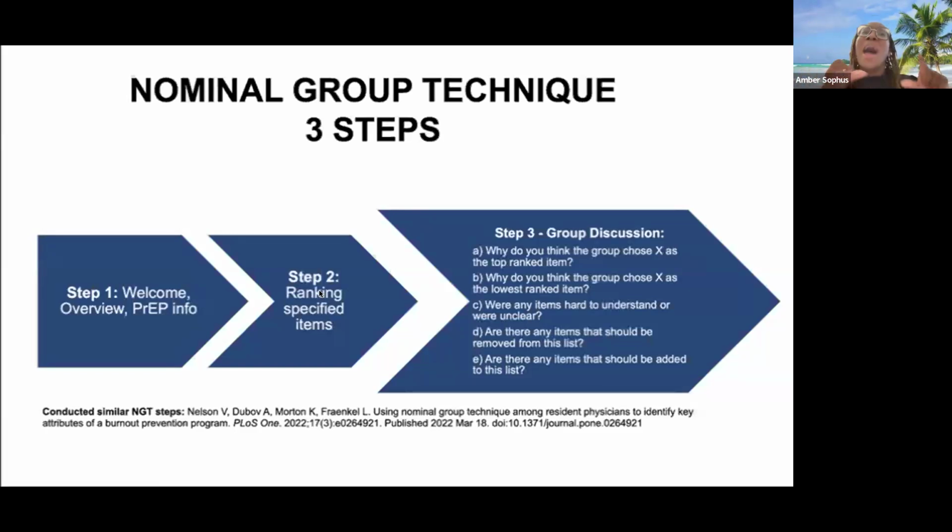Maybe you're more interested in why the items are lowest because you're trying to understand what aspects of your intervention or your program to maybe take away that you feel like may not be as necessary. You can focus on the lower items, but there's many different ways to do the group discussion. You just need to know, what is it that you really want to understand about these ranked items?